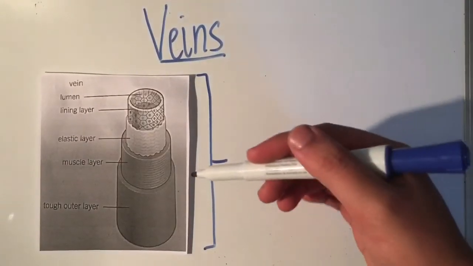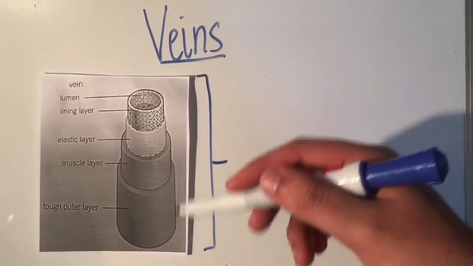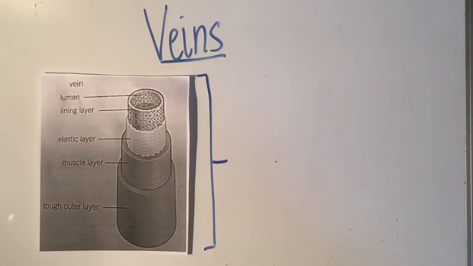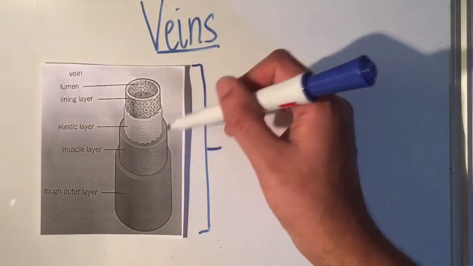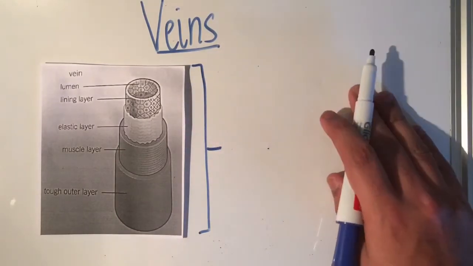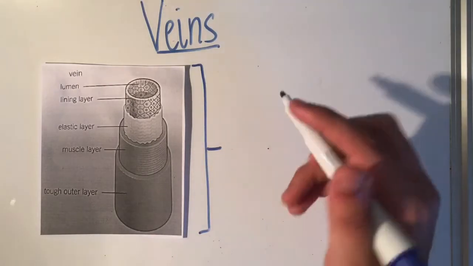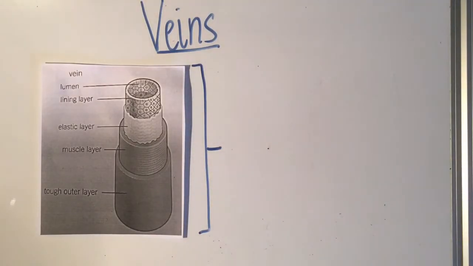So in the veins, the muscle layer is relatively thin compared to the arteries. This is because the veins carry blood away from the tissues at a very low pressure. So constricting and dilating will not be able to control the flow of blood. They will have a thin elastic layer in comparison to the arteries. This is because the blood here is flowing at a much lower pressure, so there is less risk of a burst of the vessel.